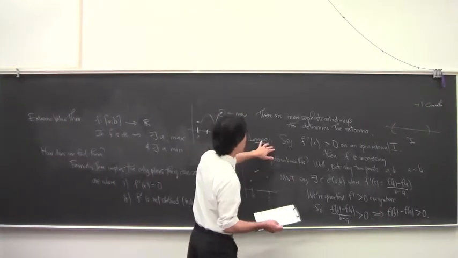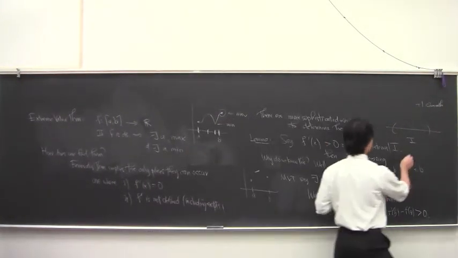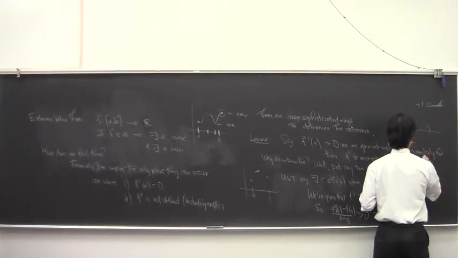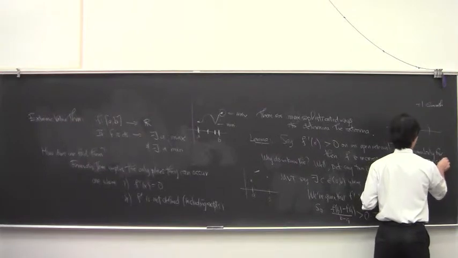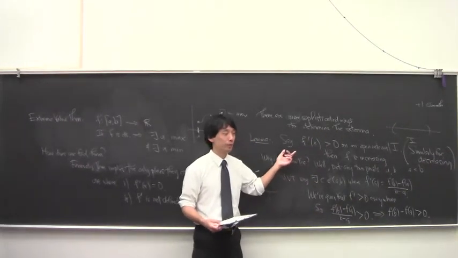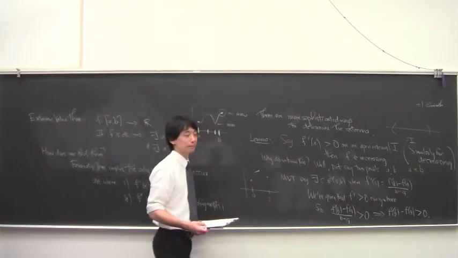Okay, and you can say something similar for decreasing functions. So similarly, for decreasing, if f prime is less than 0 on the whole interval, then f is a decreasing function.